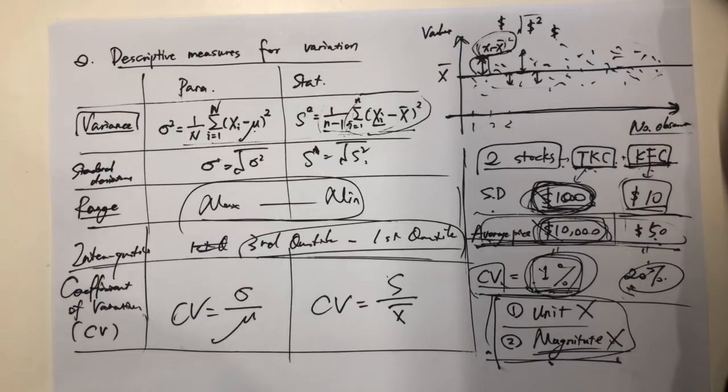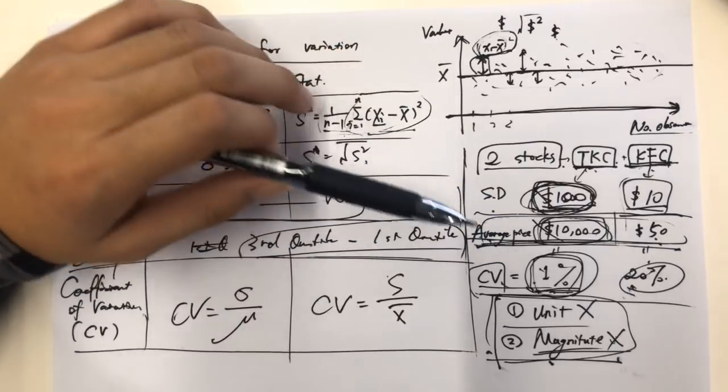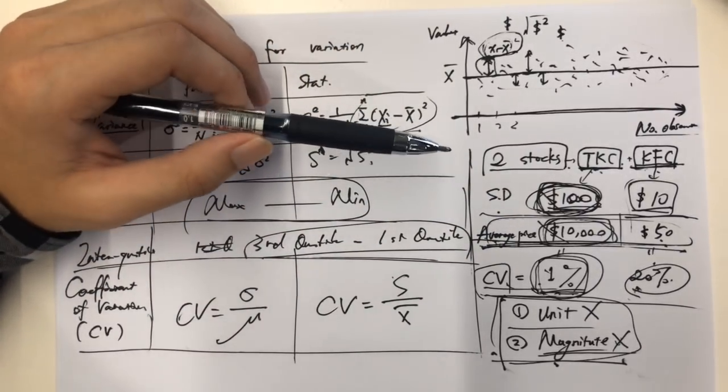Interquartile range. Are there any multiple choice? Probably not. It's the mean the same. It's the real unit. What about portfolio of stock A and stock B? Can we use CV to interpret diversification? Well, I think we will cover that in the next session.